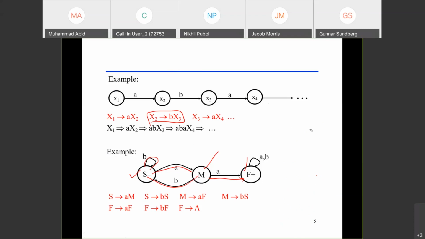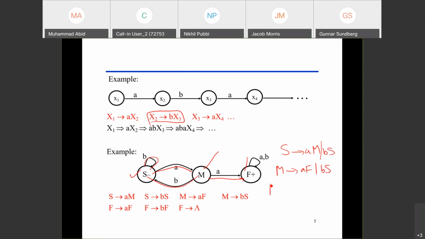We can say that S can be replaced by AM or BS. So it is two production rules. Both have the same start production rule, so then I combine that, but still it is two production rules. Or then we can say M can be replaced by AF or BS.